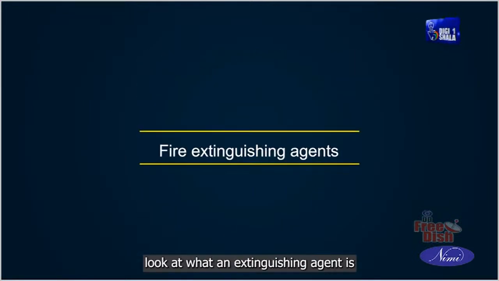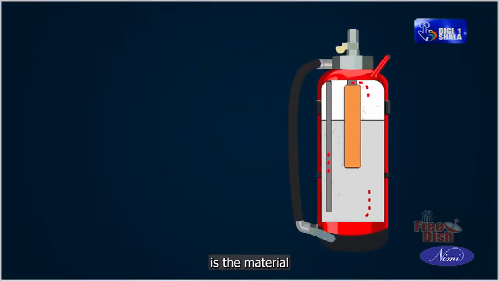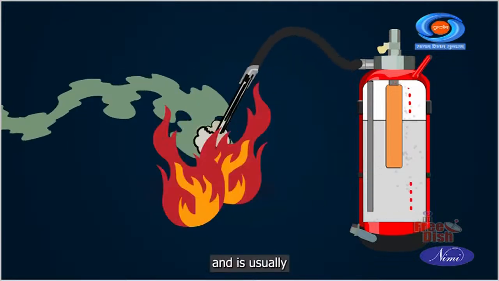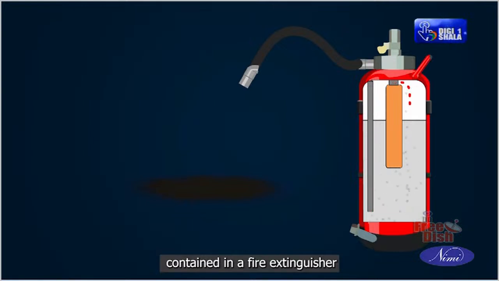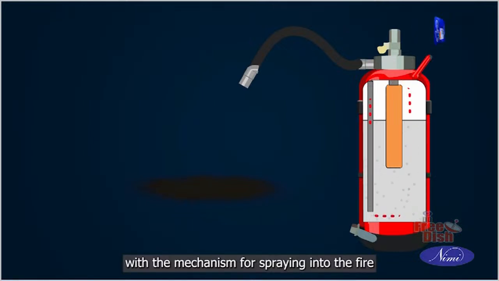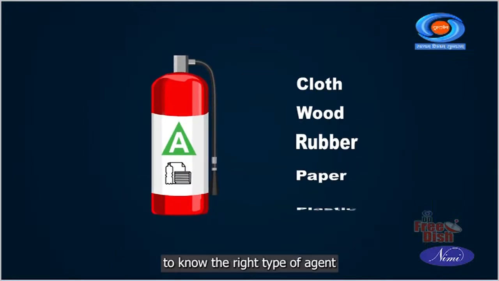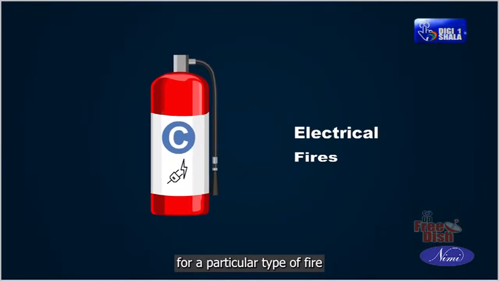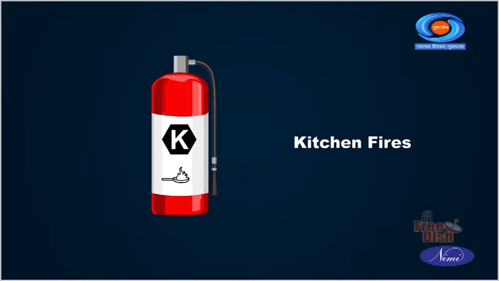Let us now look at what an extinguishing agent is. An agent is the material or substance used to put out the fire and is usually, but not always, contained in a fire extinguisher with a mechanism for spraying into the fire. It is important to know the right type of agent for a particular type of fire. Using the wrong one can make things worse.